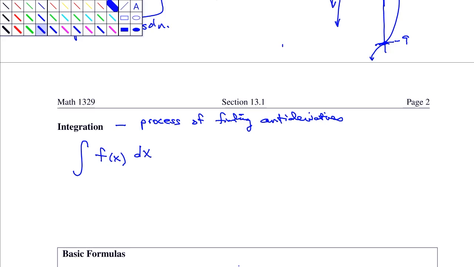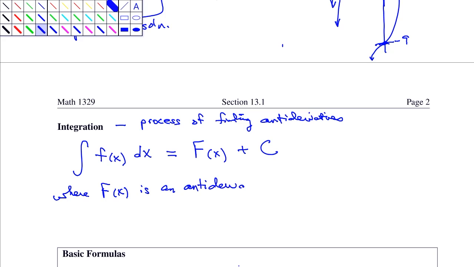The d is the derivative part. The x tells me what the variable is. So this is a variable of x, f of x. And of course, this is equal to big F of x plus c, where big F of x is an antiderivative of little f of x. That means that big F prime of x is equal to little f of x.